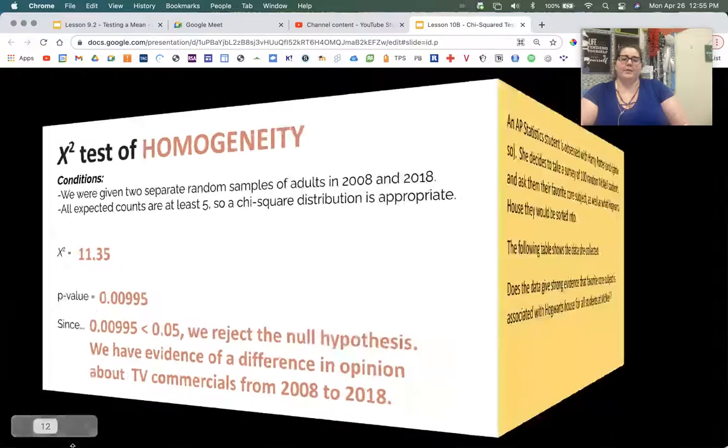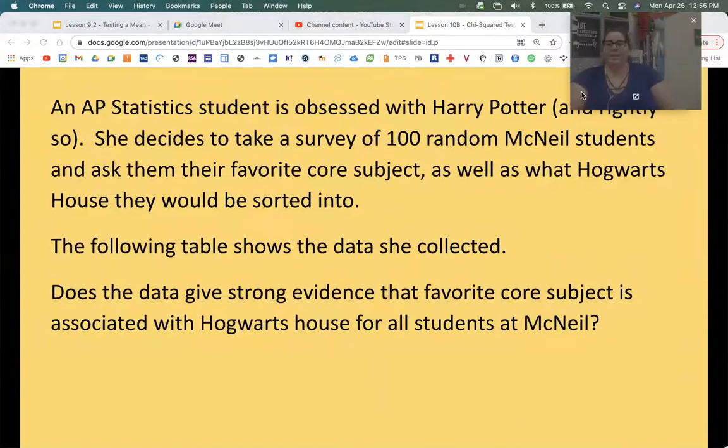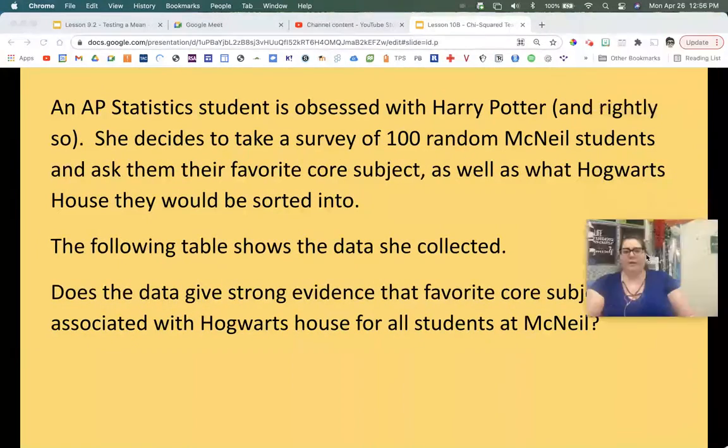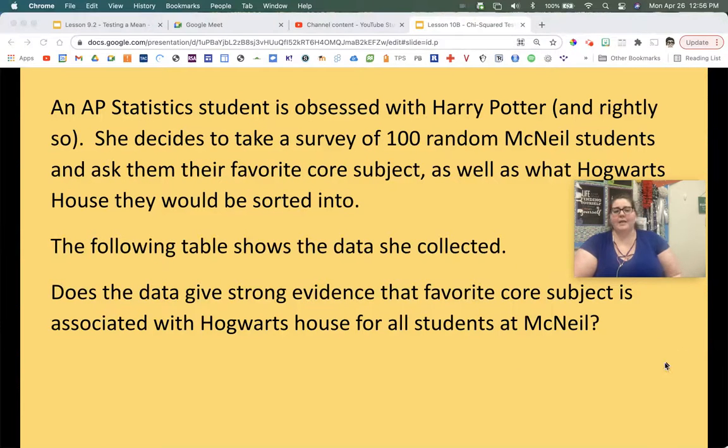Let's move on and do another example. It'll give us some practice with the math because the math is the same. And it'll also give us a look at the other type of test.